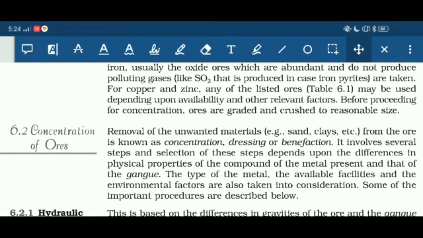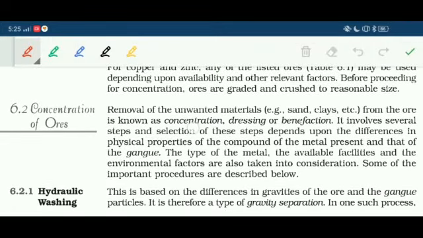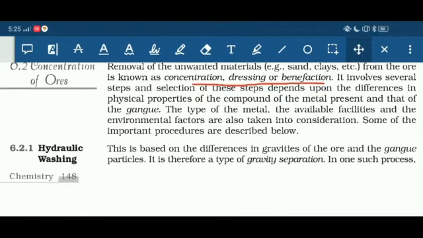Let's discuss the first important step in metallurgy, that is concentration of ores. Concentration of ore means the removal of unwanted materials, that is sand, clay, etc. from the ore, and this is also known as dressing or benefaction. Some of the important procedures used for concentrating ores are hydraulic washing, magnetic separation, froth flotation, and leaching. First, let's discuss hydraulic washing.